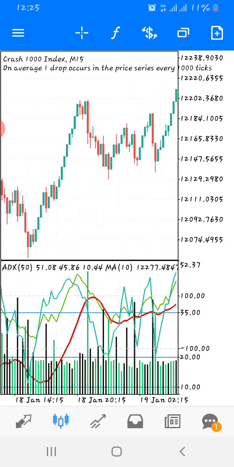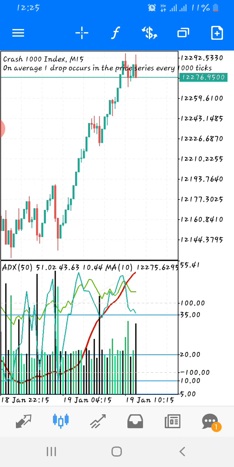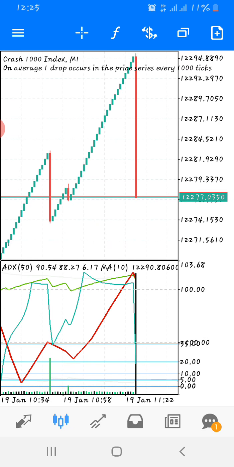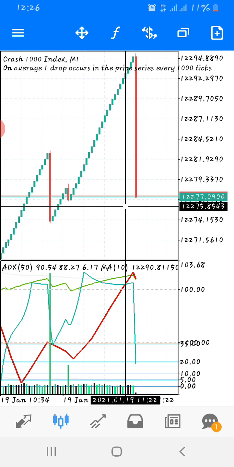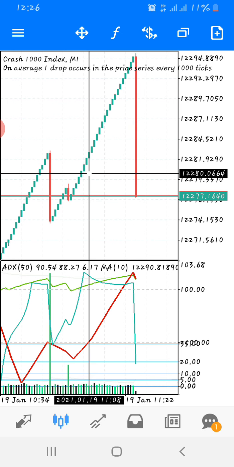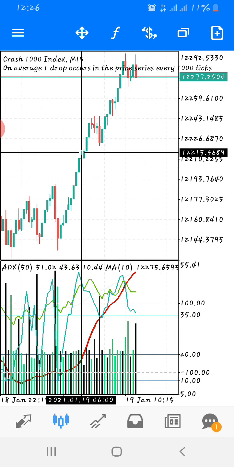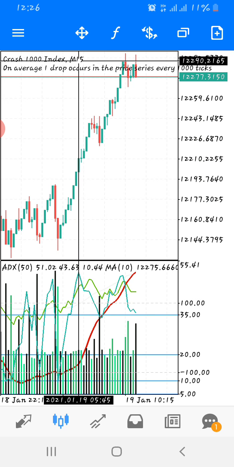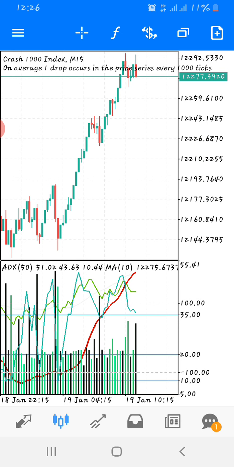So let's check on the 15 minute time frame. You see, guys, it just spiked right now. It spiked because this red moving average crossed above. And checking from this 15 minute time frame, why did it spike? It was about to cross this resistance, but it spiked. So this is what I was saying, guys.